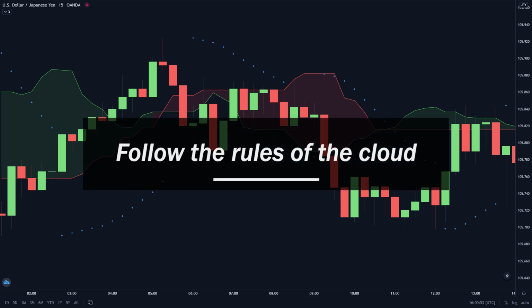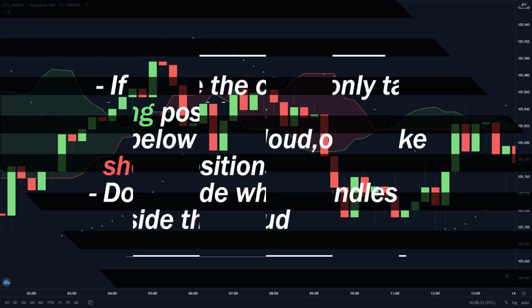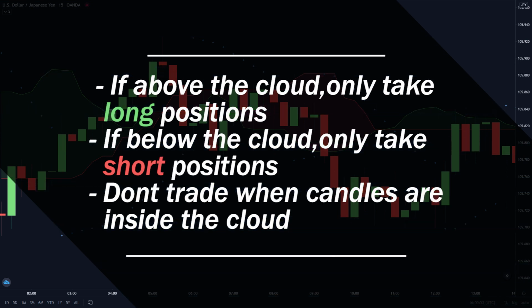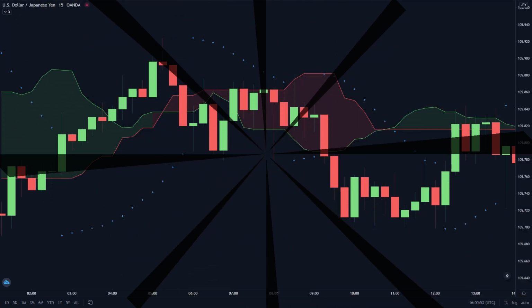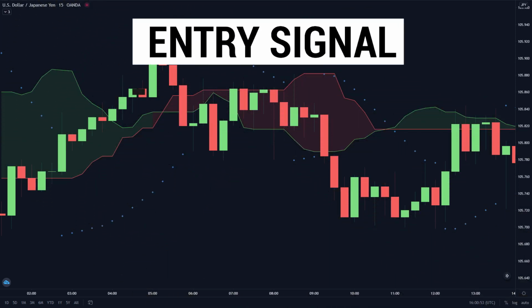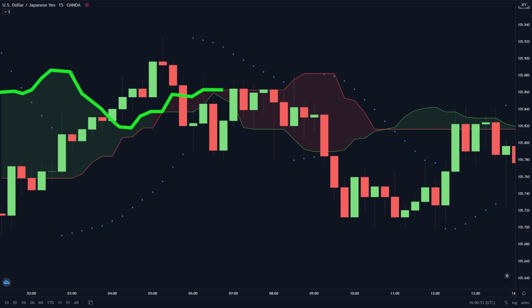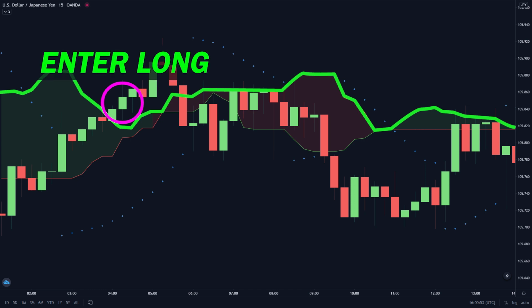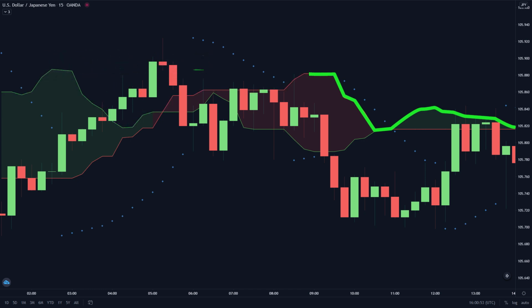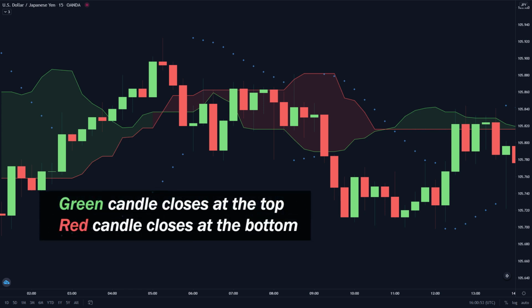So again, we follow the rules of the Kumo cloud, which is if the candles are above the cloud, only take long positions, and if the candles are below the cloud, only take short positions. And don't take positions if the candle is inside the cloud. So for our entry signal, when the candle is above the cloud and the Parabolic SAR is below the candle, you take a long position. So you would enter a position here. Remember, the Parabolic SAR is a lagging indicator, so you always buy from a candle's close.